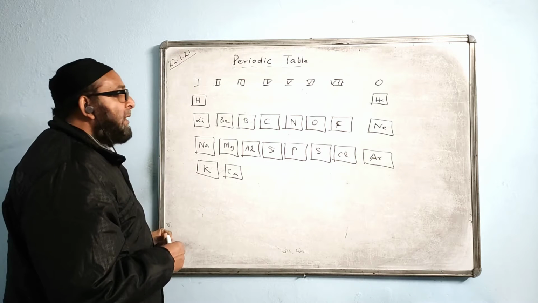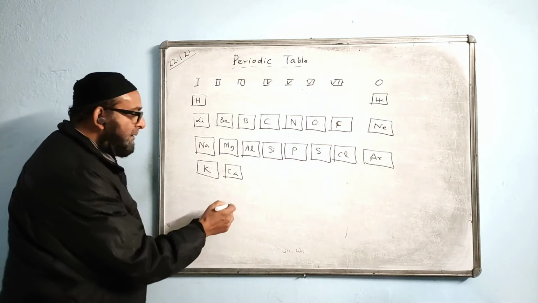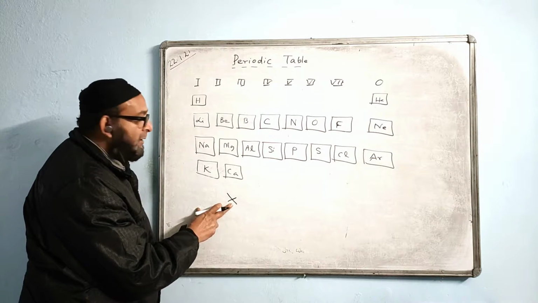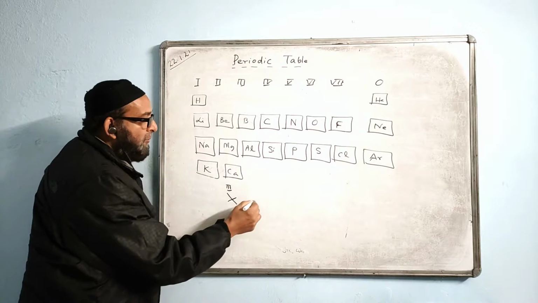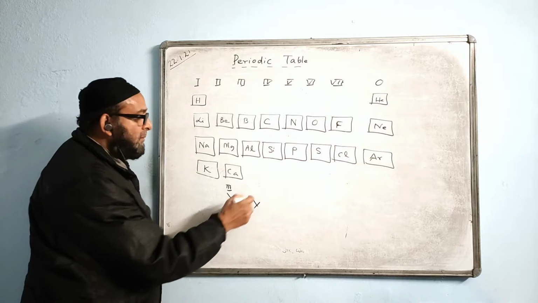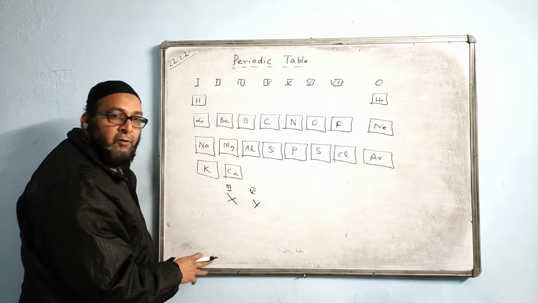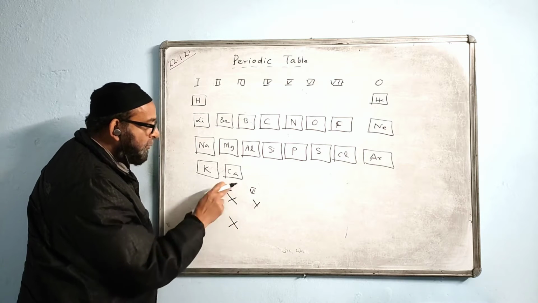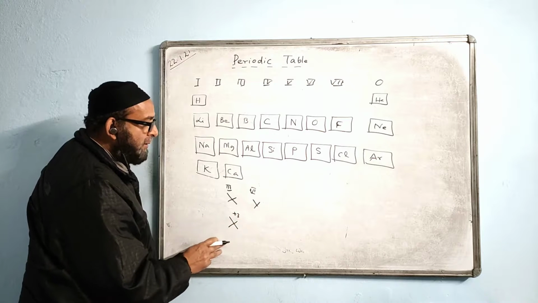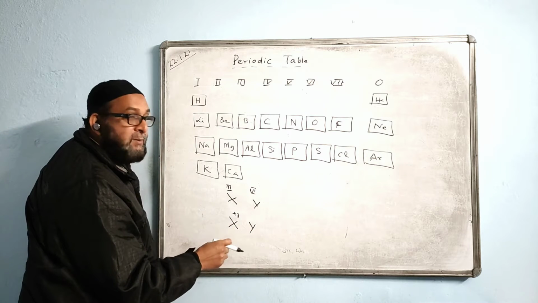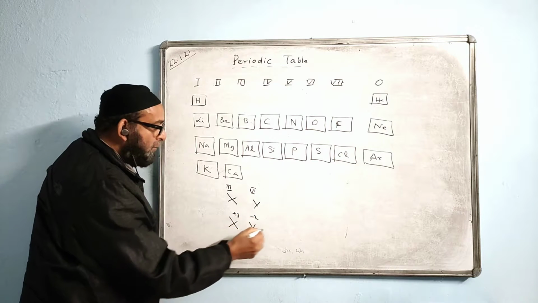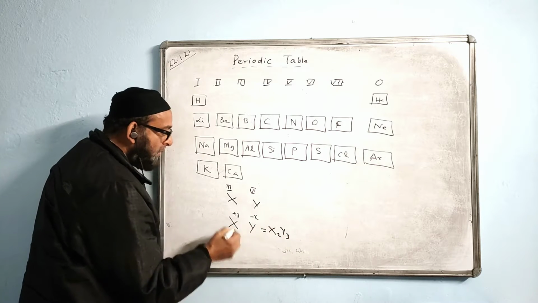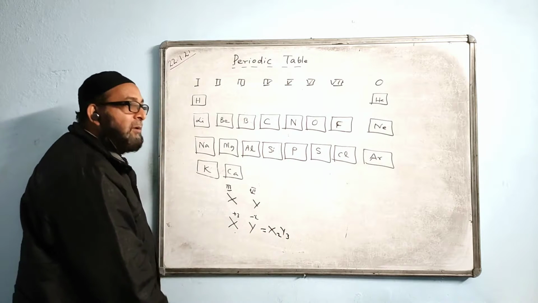Sometimes they ask a question that X belongs to group 3 and Y belongs to group 6. Write down the formula of the compound formed between them. So how to write the formula? First we write X, group 3, which must be a metal, so valency plus 3. Y, group 6, must be a non-metal, valency minus 2. The formula will become X2Y3. 2 will come here, 3 will go there. X2Y3 is the formula of this compound.